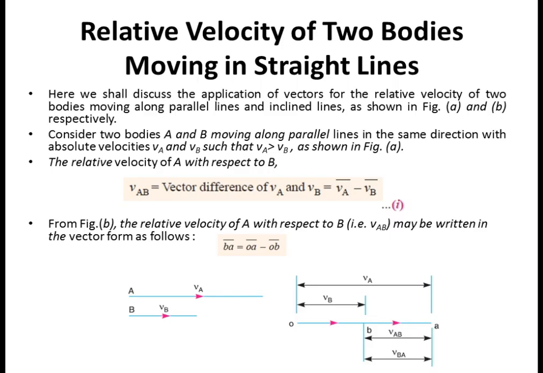So first we'll go with the method of finding the velocity by relative velocity method. Let us see what this relative velocity is. Relative velocity of two bodies moving in a straight line we'll see first. Here we shall discuss the application of vectors, that is, the relative velocity of two bodies moving along parallel lines and inclined lines, as shown in this figure below. Figures A and B can be seen here.